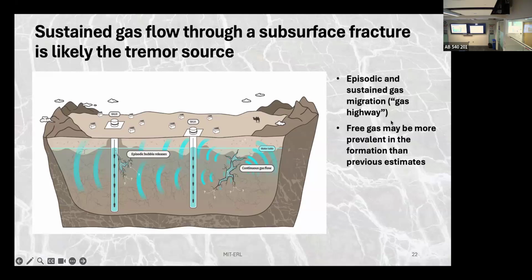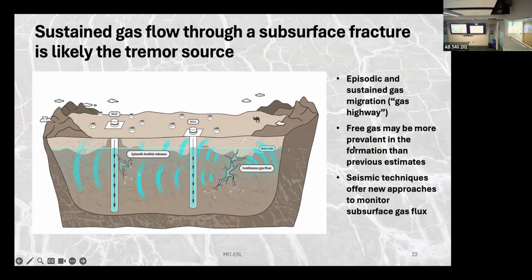And secondly, the free gas may be more prevalent in this formation than previously estimated, because remember, the previous workers didn't sample any free gas in the boreholes. However, the seismic and the acoustic results seem to suggest that there is abundant free gas in the subsurface. And finally, and probably most importantly, we show that seismic techniques could offer new approaches to monitor subsurface gas flux.